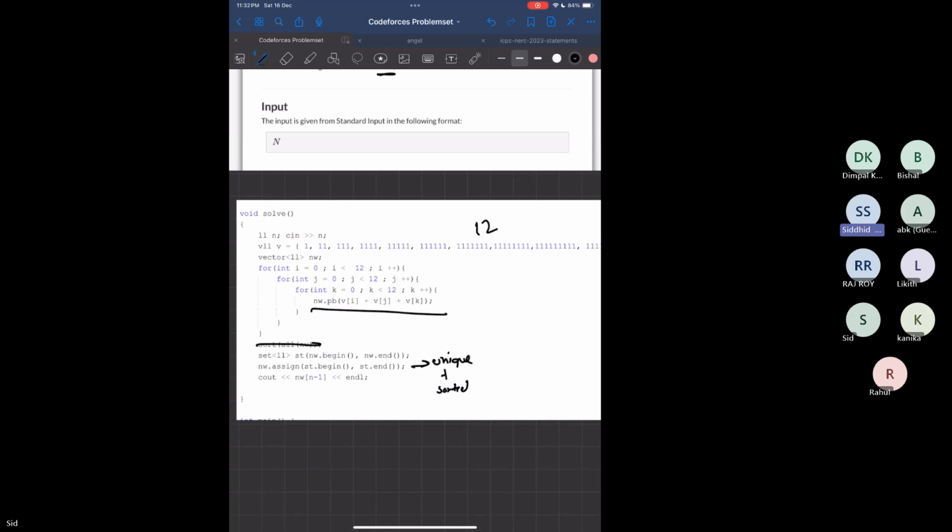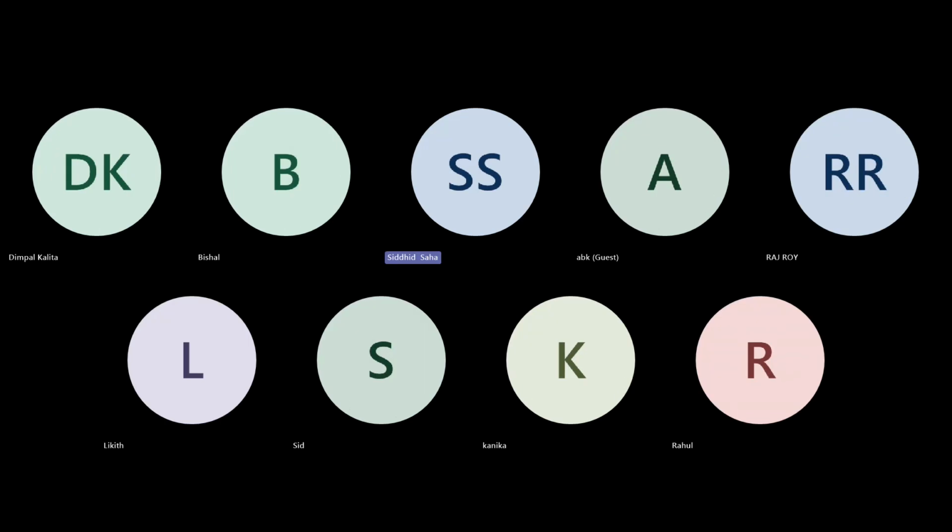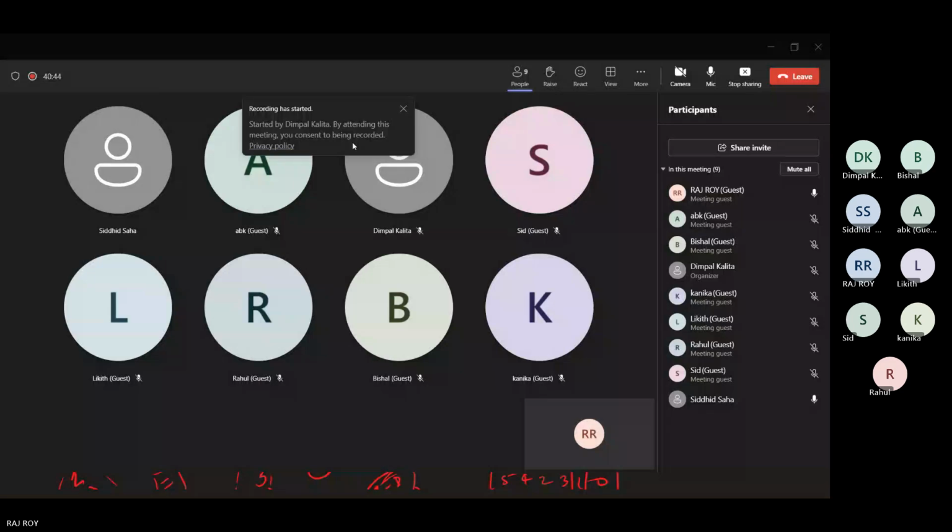Following question D will be explained by Raj. Raj, you can continue. Okay. Screen visible hai kya bhaiya? Yes, it is visible.